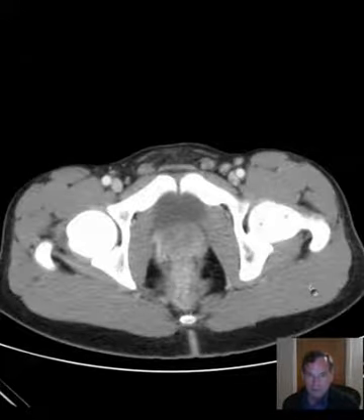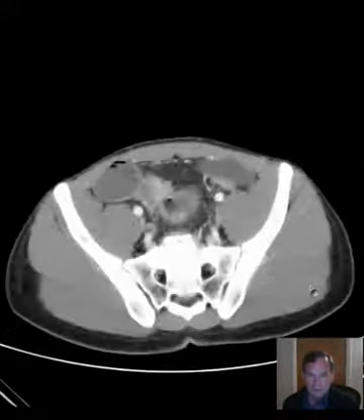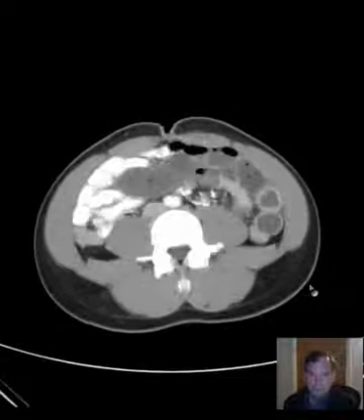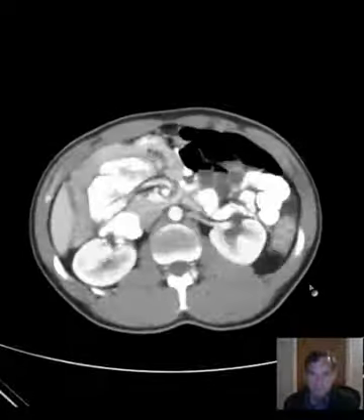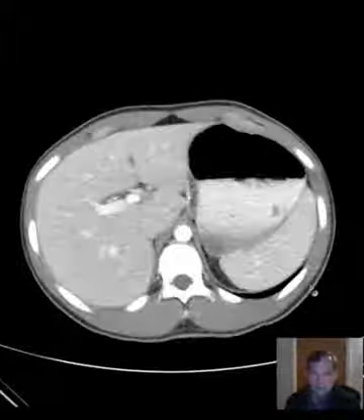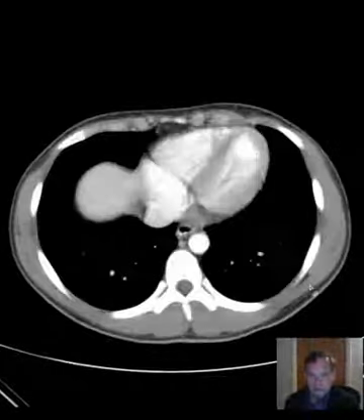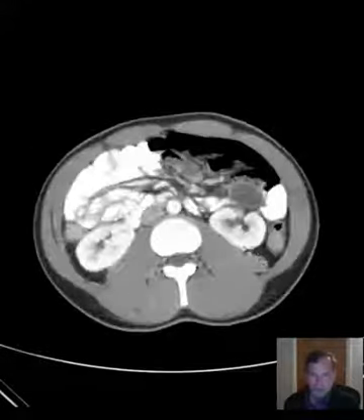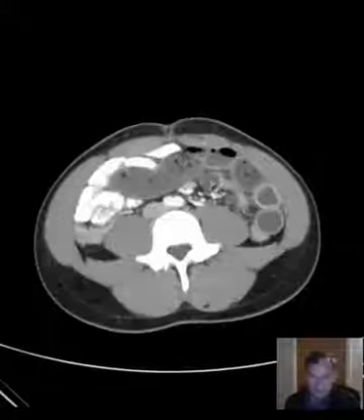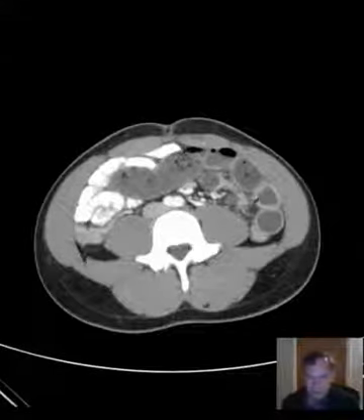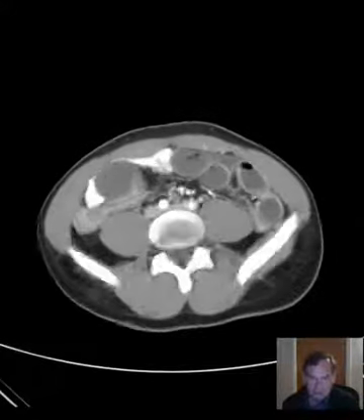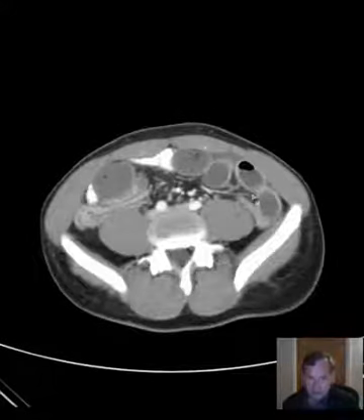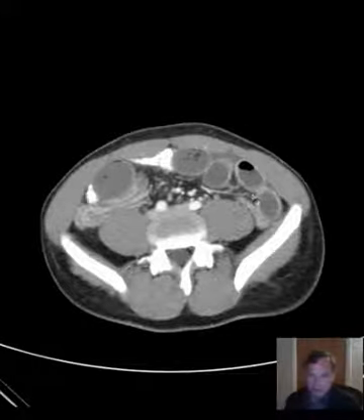All right, and then we will go back up. Okay, so you probably noticed that there is some dilated bowel. We'll have to determine if that's large or small bowel and where in the large or small bowel it is actually located.